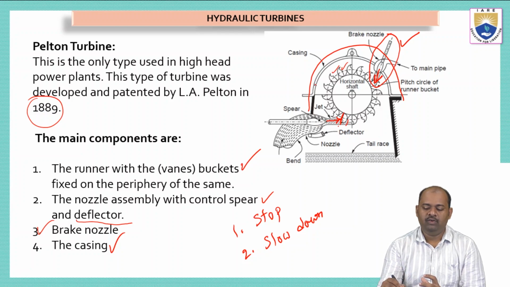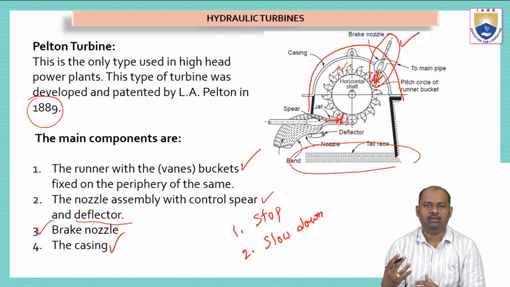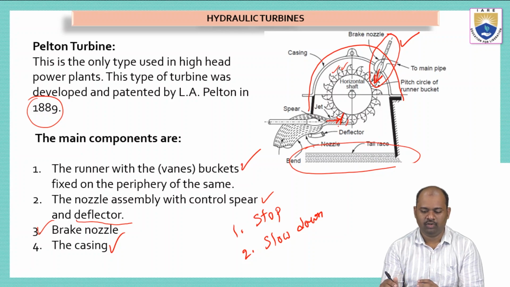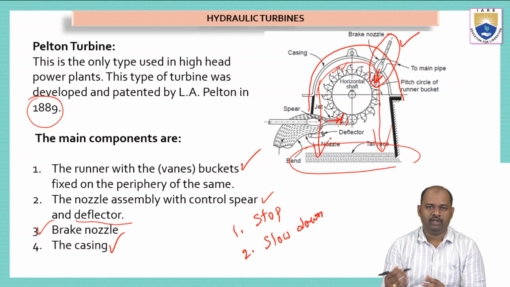So every water has to be controlled and it has to be collected at the tail race. See here, the tail race is there. Tail race is the place where the water that is coming out of the turbine will be collected. So we use this casing. So the casing will collect the water. It will not make the water flow away in all directions. It will collect the water and the water will eventually come down. Okay. So whatever the water that is there, it will come down to the tail race.